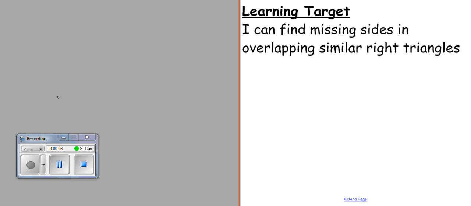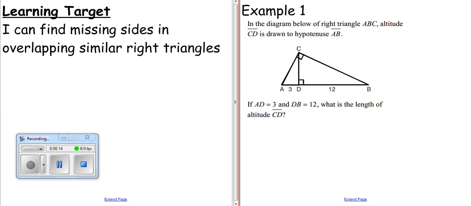You see it right there. It says I can find missing sides in overlapping similar right triangles. So let's get to it.